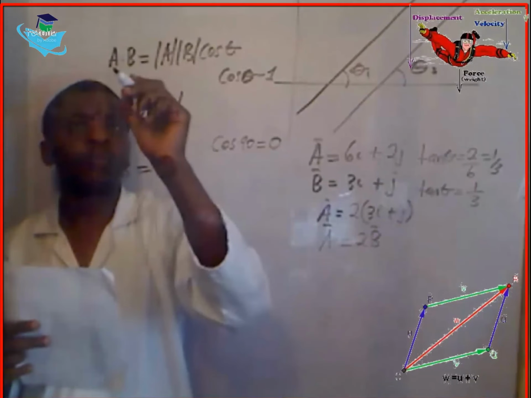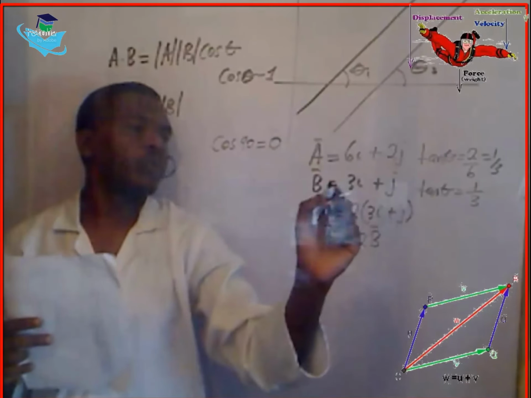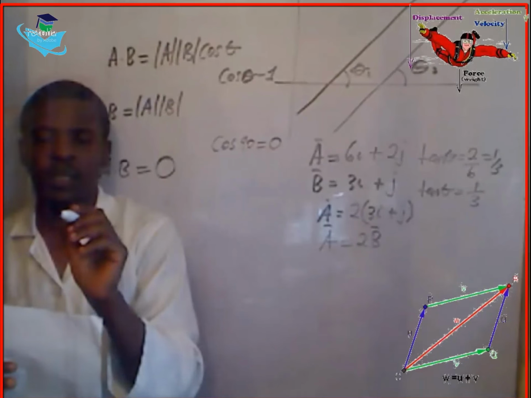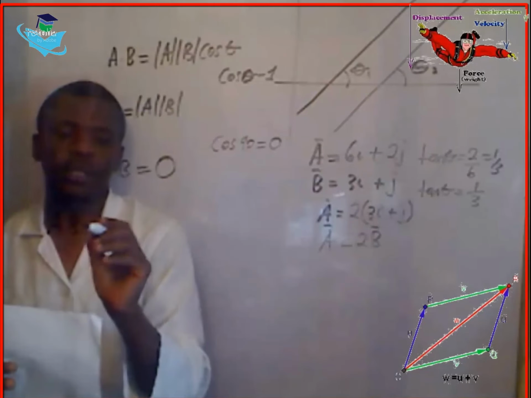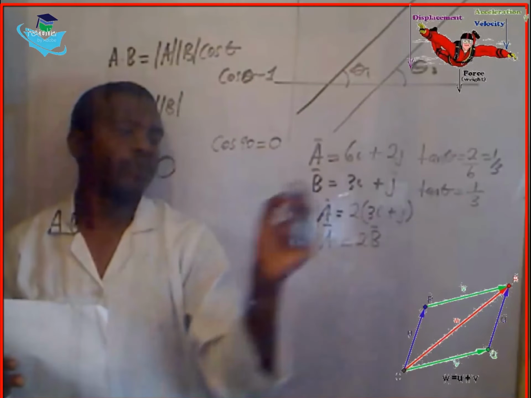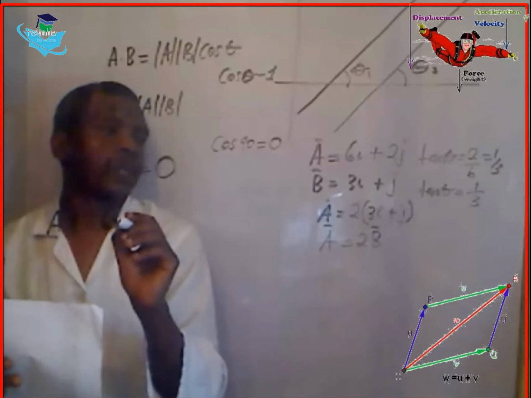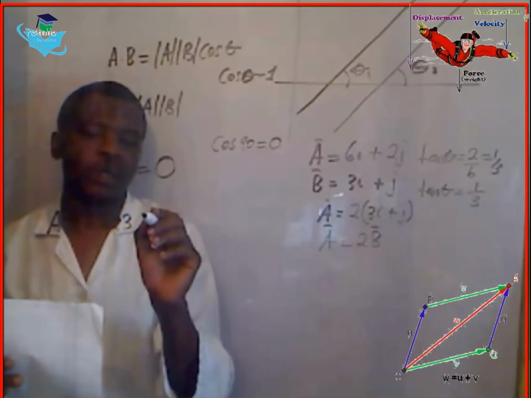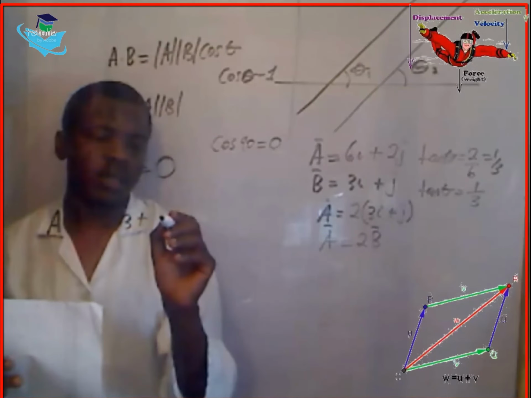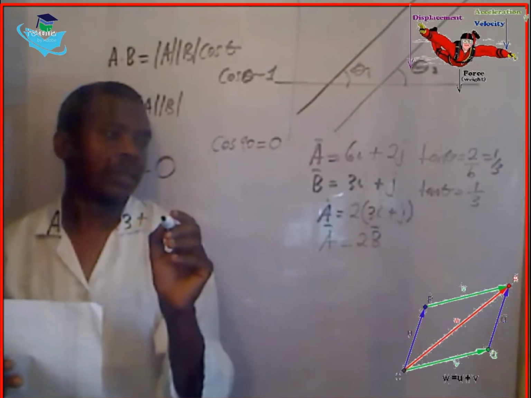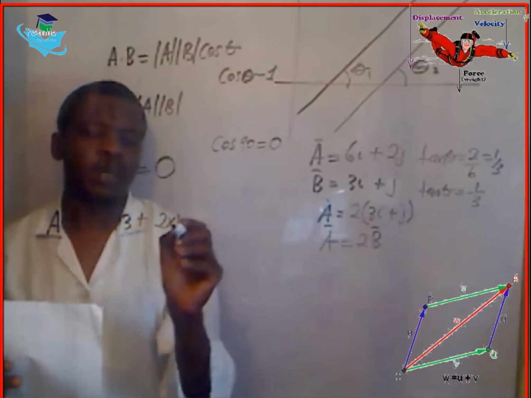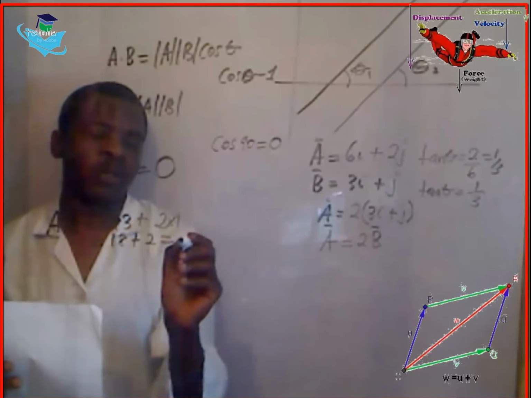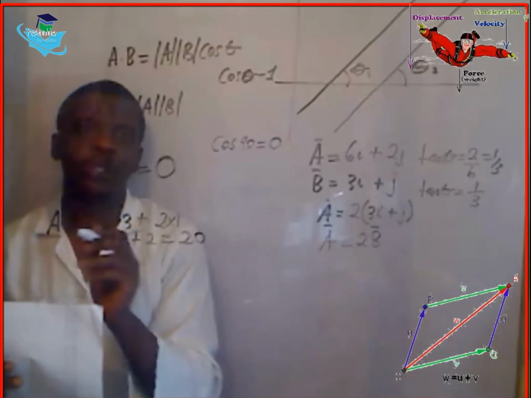Now let us use this property to show that these two vectors A and B are parallel. I have here A dot B will be equal to 6 times 3 plus 2 times 1. This is 18 plus 2, which is equal to 20. A dot B is equal to 20.